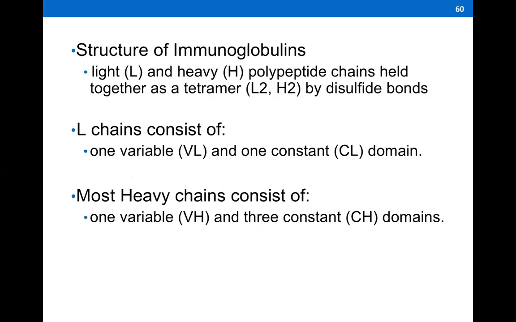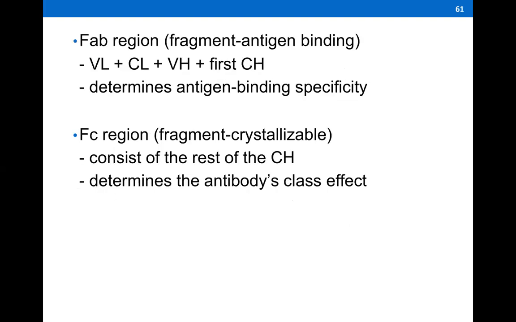Okay, we have light and heavy chains, polypeptide chains that are held together as a tetramer by disulfide bonds. So the L chains or the light chains consist of one variable and one constant domain. So VL, V meaning variable light, and constant light. While most heavy chains consist of one variable, that's your variable heavy, and 3 constant. You have the CH or the constant heavy. There is what we call your Fab region and the Fc region.